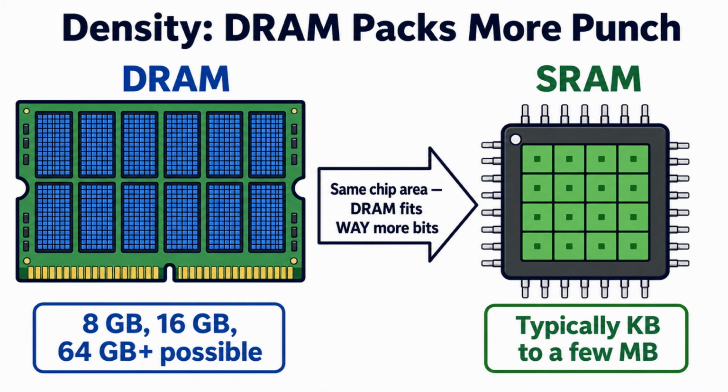And that brings us to density. Think of a DRAM chip like a massive warehouse, enormous, capable of storing huge amounts of data, but it takes time to find what you need. SRAM is more like a small, perfectly organized desk. Tiny, but you can grab anything off it instantly. Same physical chip area, but DRAM fits way more bits because each cell is so much smaller.